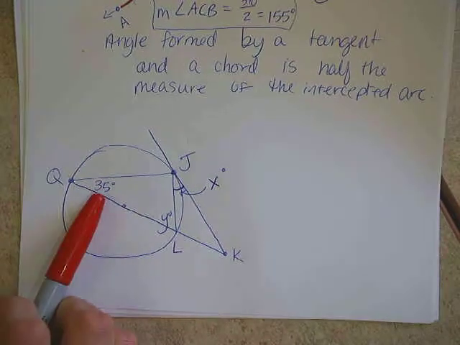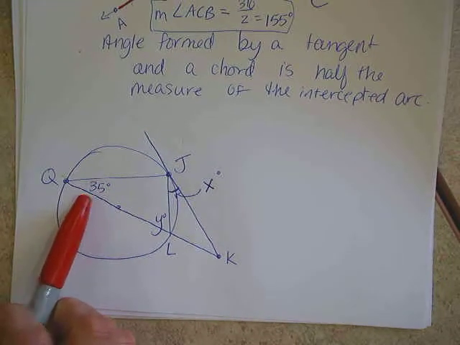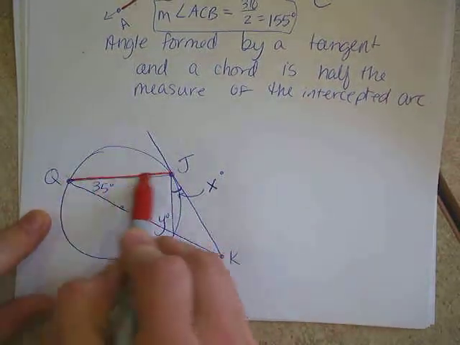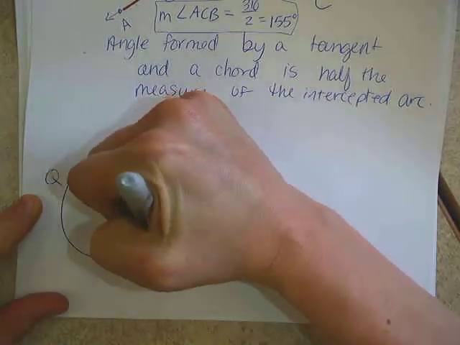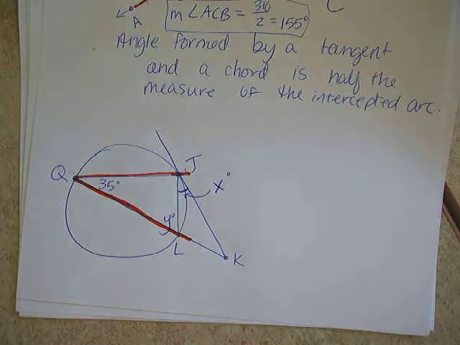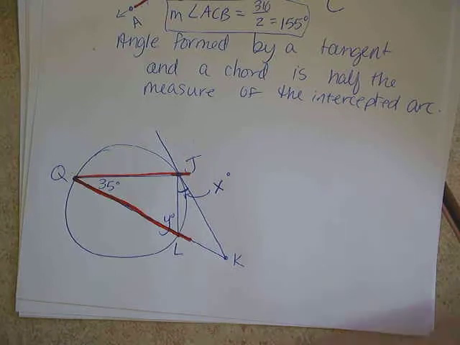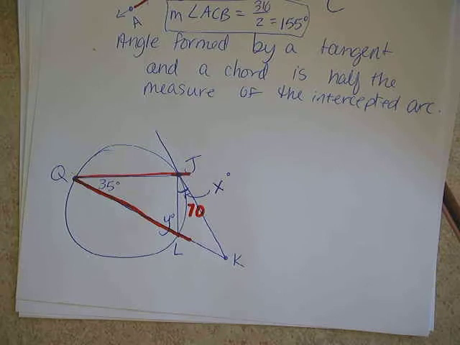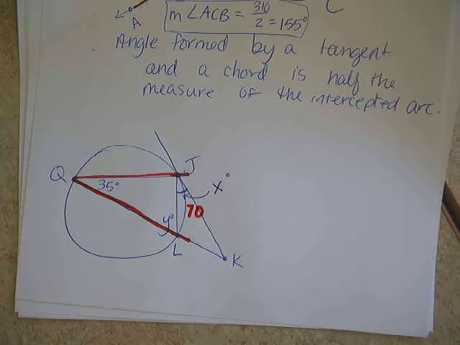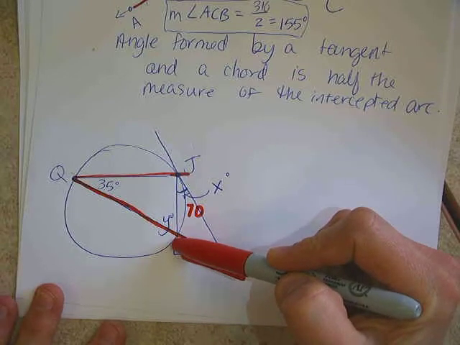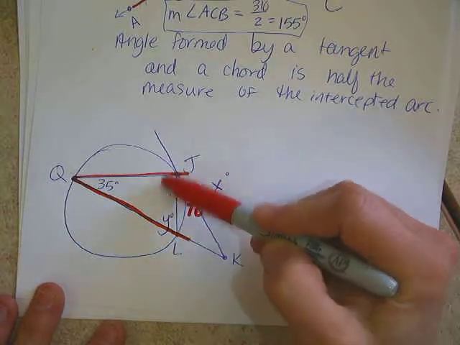So with these, if you start to label what you know, sometimes, even if you don't know exactly where to start, pick something that you have, determine what that gives you, and eventually you're hopefully going to stumble across what you do need, okay? So I would start with the angle that I have a measure for. If this angle is 35 degrees, okay, what does that give me?